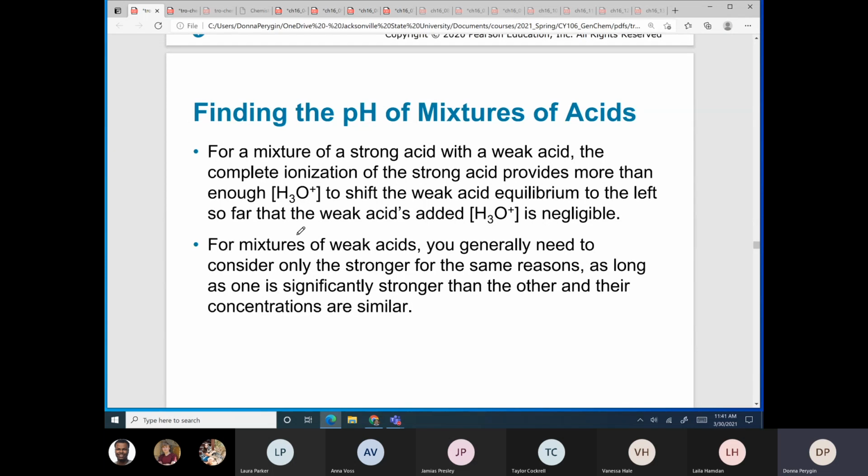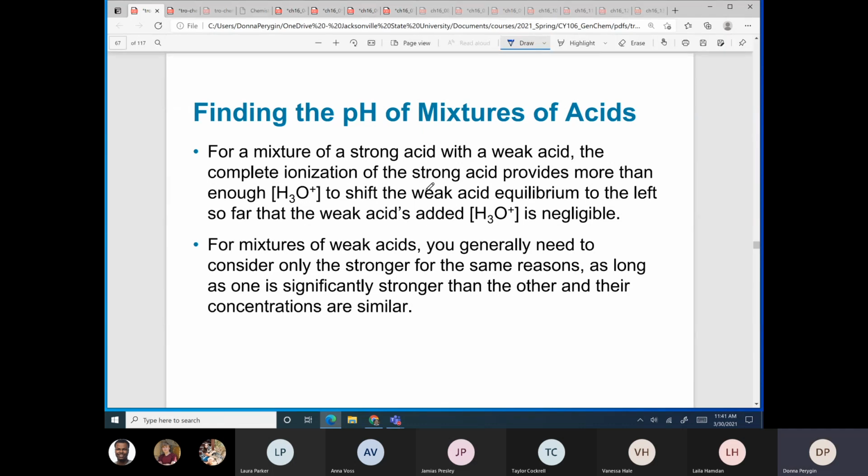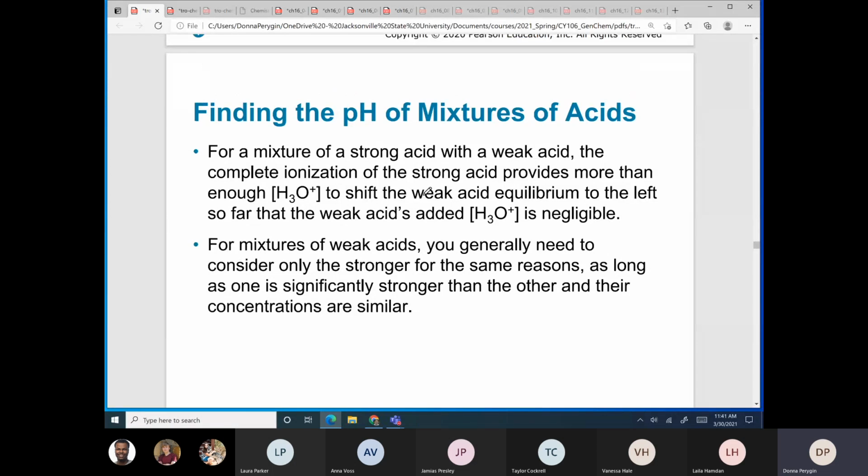So we'll look at some problems with that, I think, later on. I'm going to move on from there. Finding the pH of mixtures of acids. Now that's kind of a problem. What if you have a mixture of acids? And we're going to be looking at this a lot more in the next chapter.